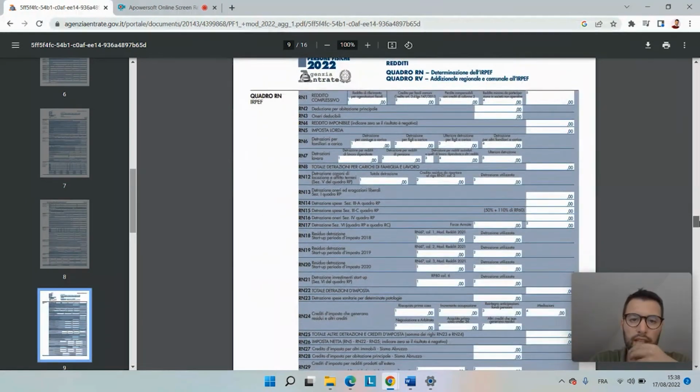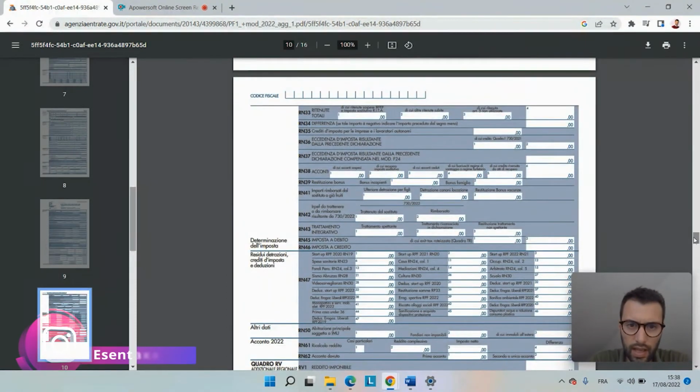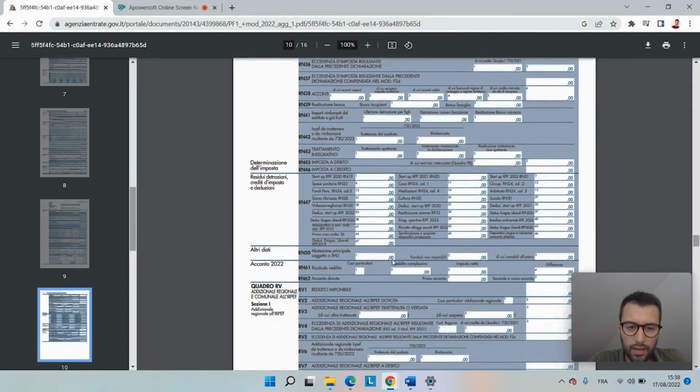At the end, we have the quadro, so the full revenue minus all the deductions and detractions that you put here, minus some credits. At the end, you have the accounti. So if you paid something already in advance, to make it easy, here you declare how much you have to pay.